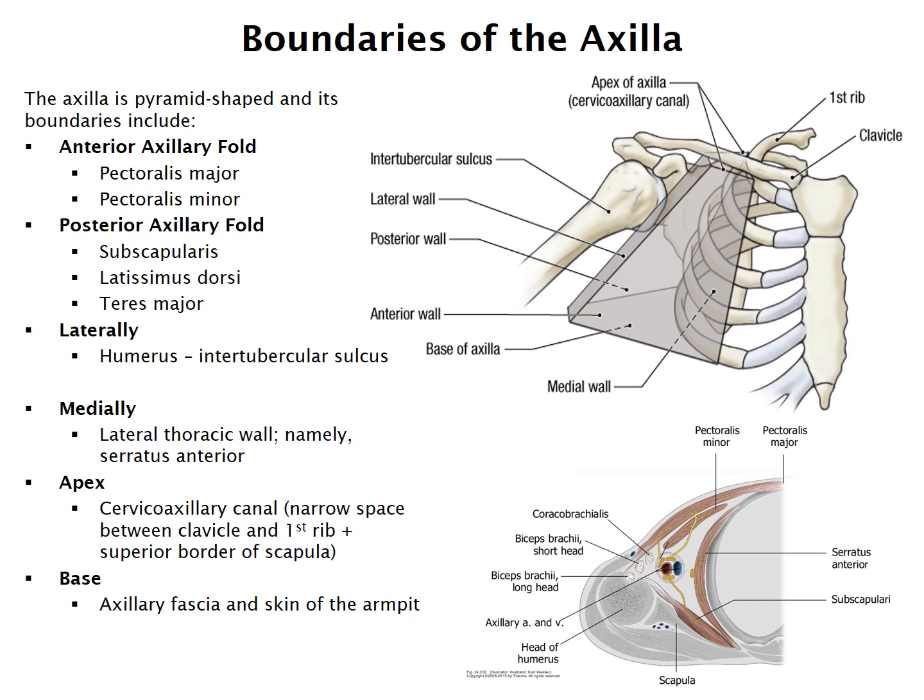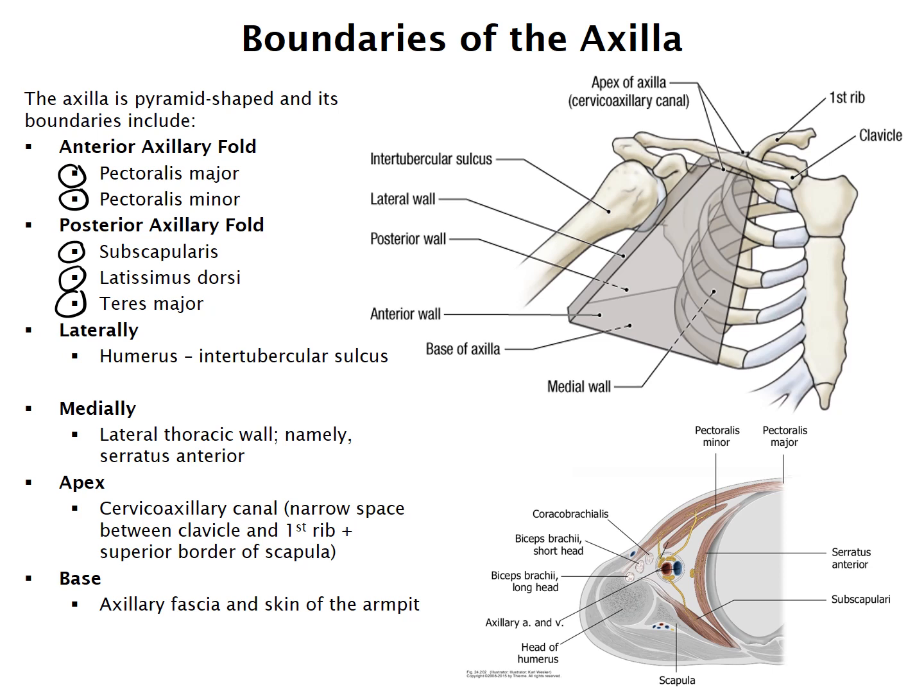You have already been introduced to the muscles that form both the anterior and posterior boundaries of the axilla. For example, the anterior axillary fold consists of both the pectoralis major and pectoralis minor muscles, whereas the posterior axillary fold is comprised of the subscapularis muscle, the latissimus dorsi, and the teres major.